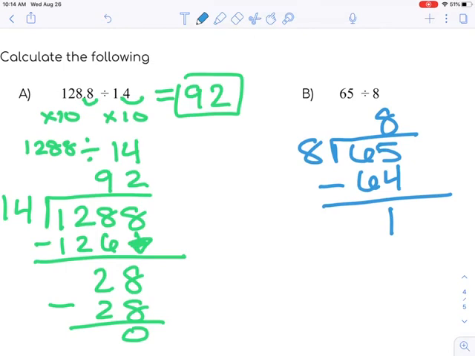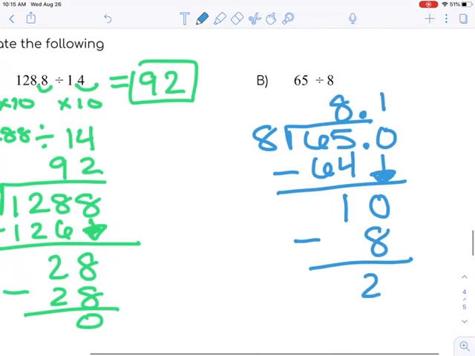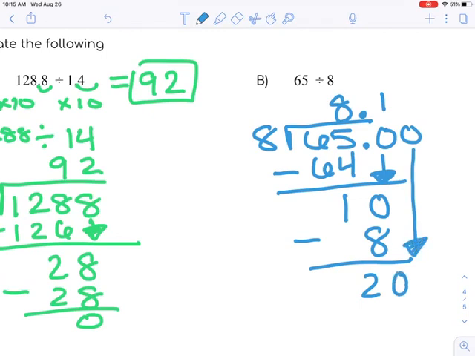So what I have to do is add a decimal. Whenever you have a decimal in the division house, make sure you bring it up so that you don't lose your decimal place. And now that I add my decimal, I can add a 0. And now I'm going to bring that 0 down. And now I have 10. And 8 can go into 10. It goes in 1 time. 10 minus 8 is 2. 8 can't go into 2, so I want to add another 0. Bring down that 0. Now I have 20.